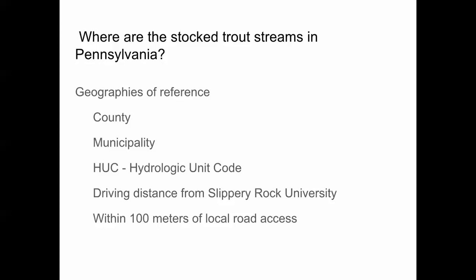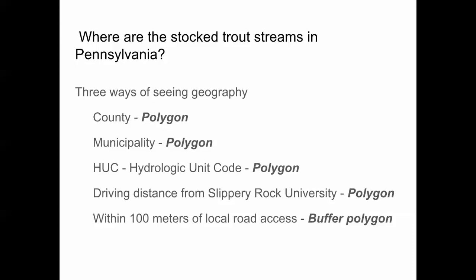Now let's take it one step further. If we think about these, counties, municipalities, and HUCs are all polygons in and of themselves. These are polygons that you could, for example, download or conceive of from a map. Drive time distance polygons are polygons that are created using a drive time tool, and they have a very irregular shape, but they're a derived polygon. In the same way, our 100-meter distance from a local road is a buffer polygon. That is an area that's created from a line. So we can think of the drive time polygon as buffers of time distance from a point, and our road distance as buffers from a line.